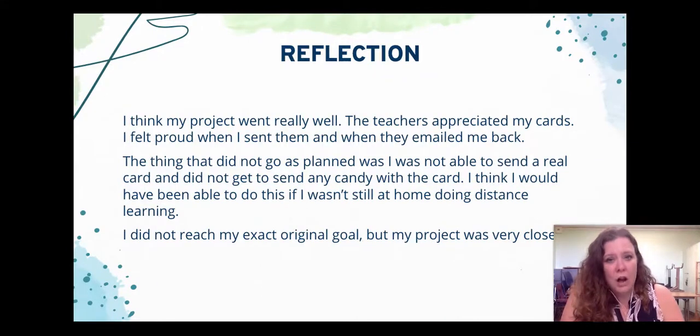The thing that did not go as planned was I originally thought I was going to be able to give them an actual card, but then I had to change it. And I thought I was going to be able to give them candy, but I had to change that. I do think if I had not been at home, if I had been at school, I could have done that. So maybe next year that's something I could do. So I didn't reach my exact original goal, but my project was very close.